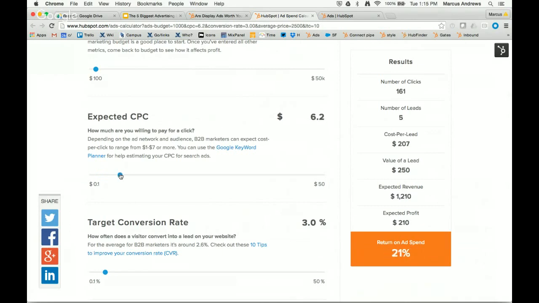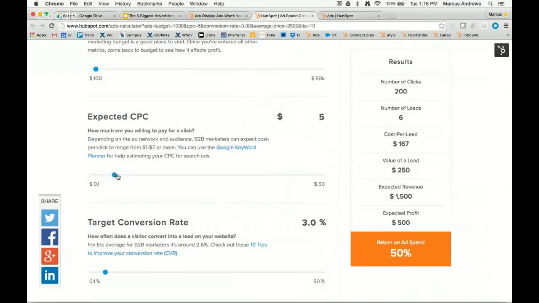So for CPC, this is how much you expect to pay for a click. Sam had a good question earlier. A lot of people are asking what are some benchmarks you can expect to see from ads in search specifically. B2B marketers are usually paying somewhere between $2 and $5 for a click. It can definitely be more than that.